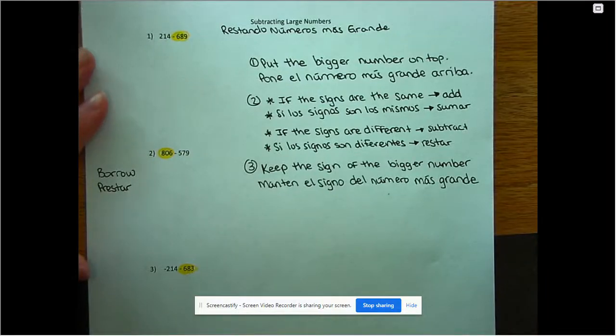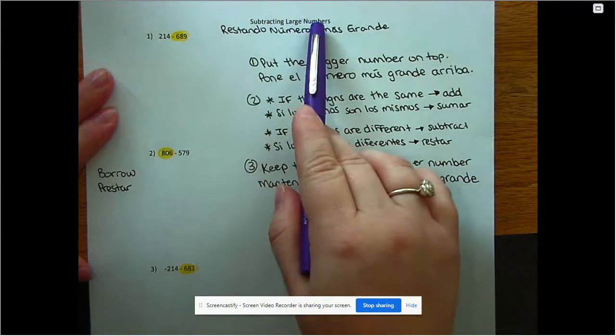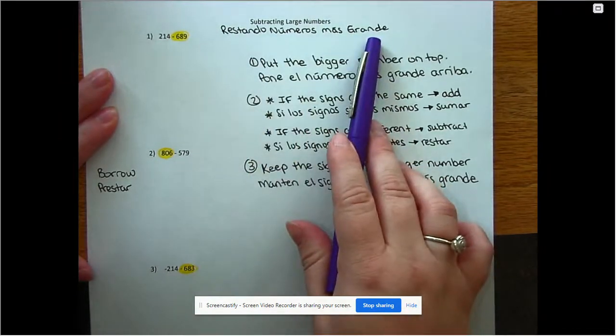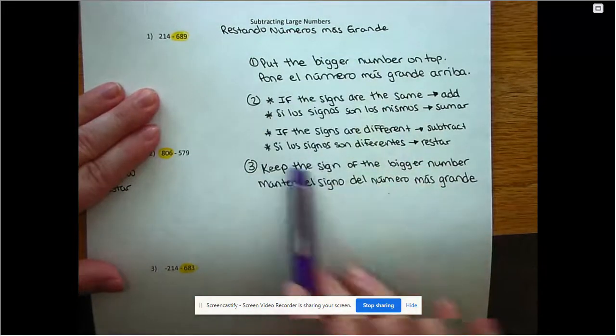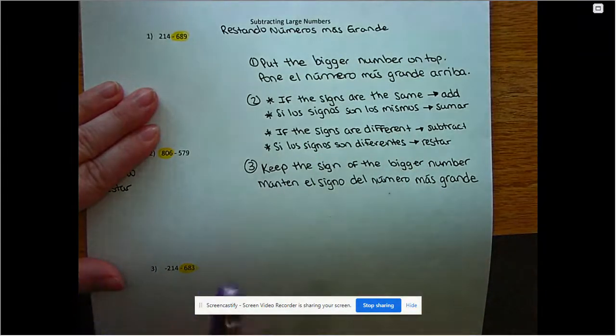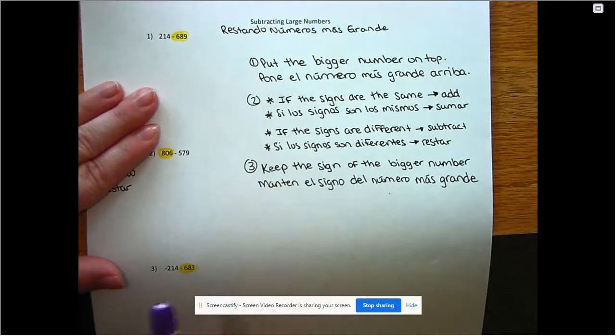This video is on subtracting large numbers. Este video es sobre restando números más grandes. The rules are the same for subtraction and addition. Las reglas son la misma para sumando y restando.